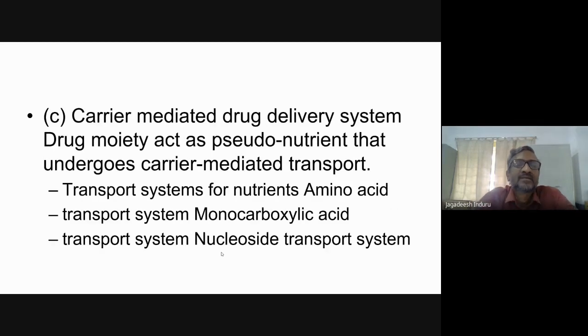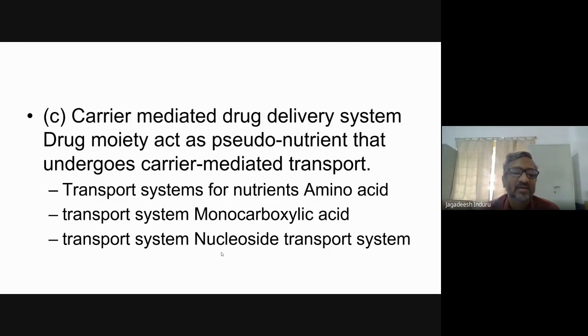In carrier mediated drug delivery systems, the drug acts as a pseudo nutrient that undergoes carrier mediated transport. Similarly, we make a carrier or drug moiety that mimics the transport, or we make an antibody that has a specificity for mediated transport. We tag that to a liposome or a targeting carrier like a nanoparticle, along with a specific drug.